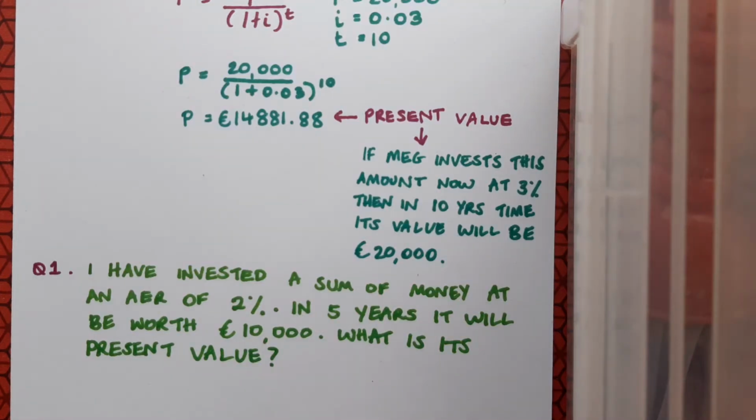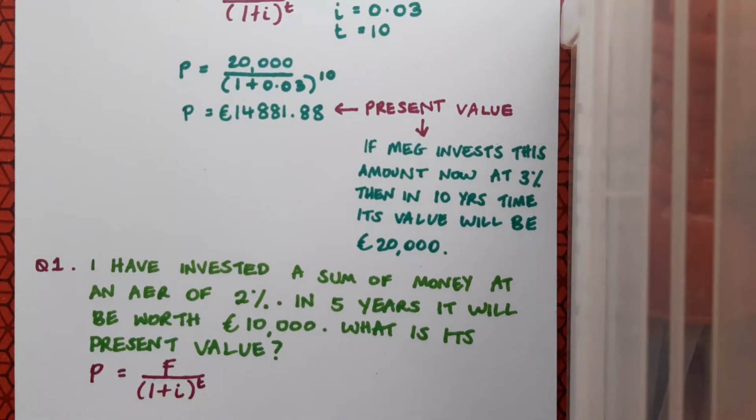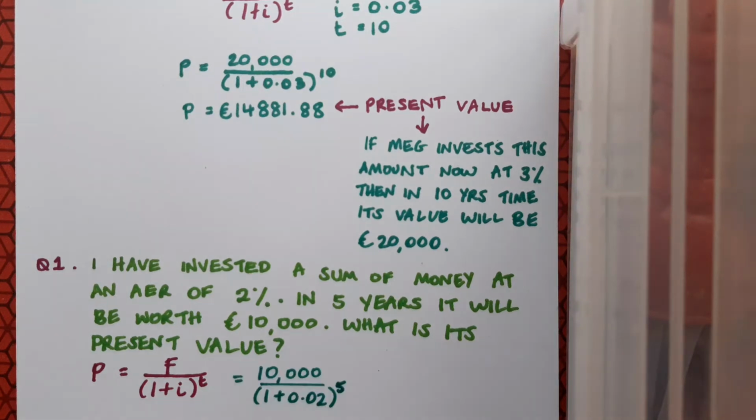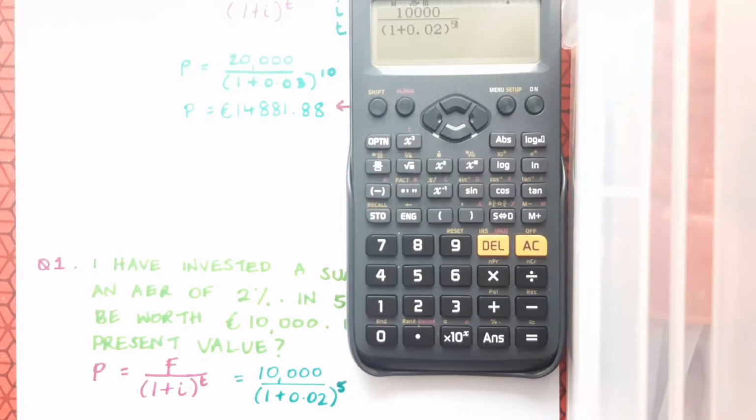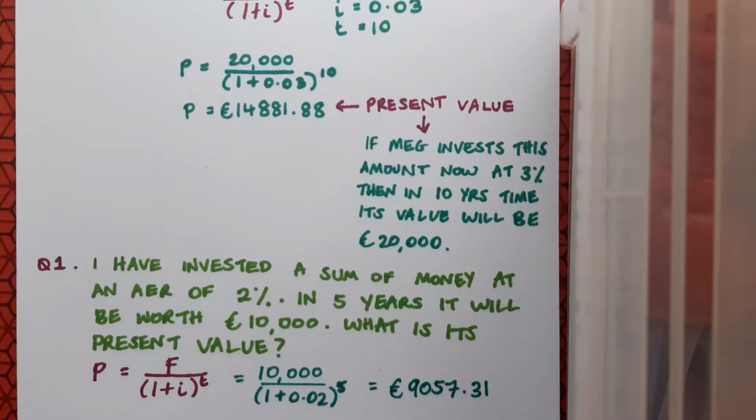So now here's a question for you. I've invested a sum of money at an AER of 2%. In 5 years, it'll be worth €10,000. What's its present value? Pause the video here while you work this out. So I'll first of all note my formula and I'll substitute in my values. I'll go to my calculator and here's my solution. So the answer is 9,057.31. And again, what does this mean? Well, it means that if I invest this amount now at 2%, then in 5 years it'll be worth €10,000.